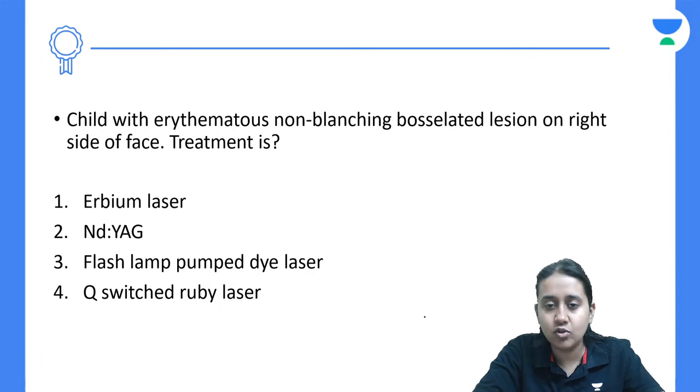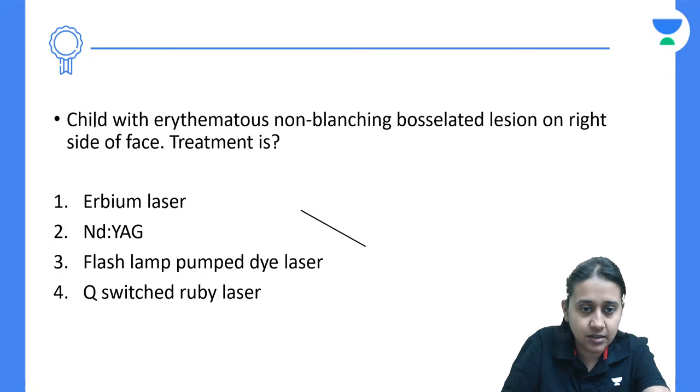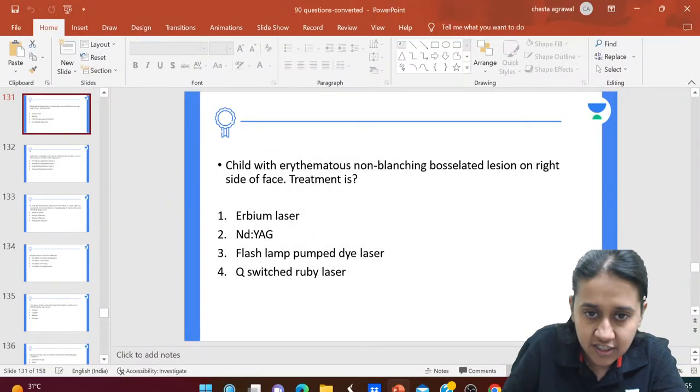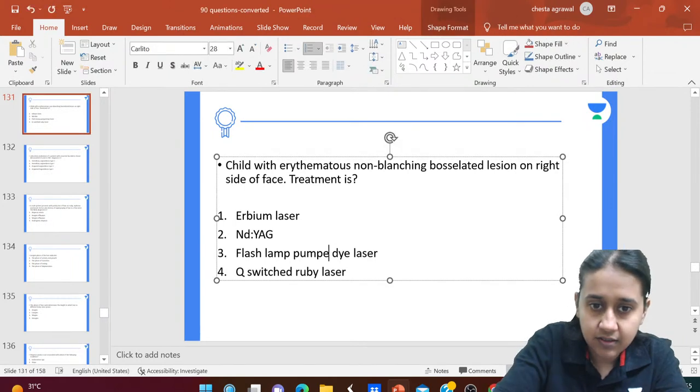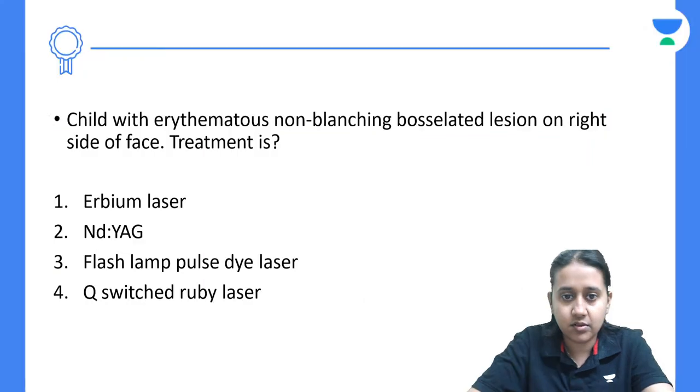Okay. Child with erythematous non-blanching bocillated lesions on the right side. What is the answer? Let me just correct it. There is some problem. Flash. It is not pumped, it is pulse dye laser. So now tell me the answer.